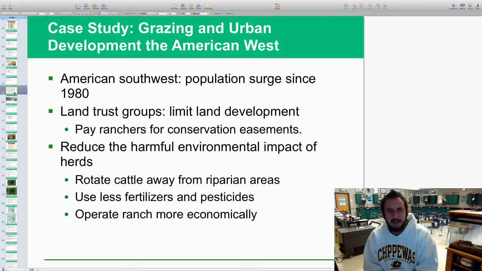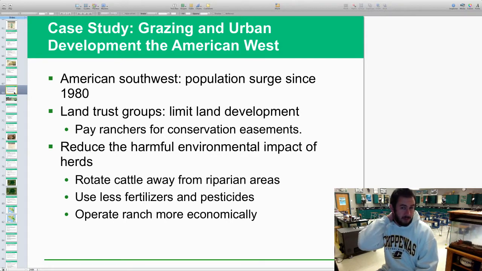And since 1980, a lot of people have moved to the American Southwest, like Austin, Texas. Texas is a big state to move to. My sister just moved there. And if you tell me which city she moved to, Austin, Texas, I'll give you an extra credit bonus stamp.